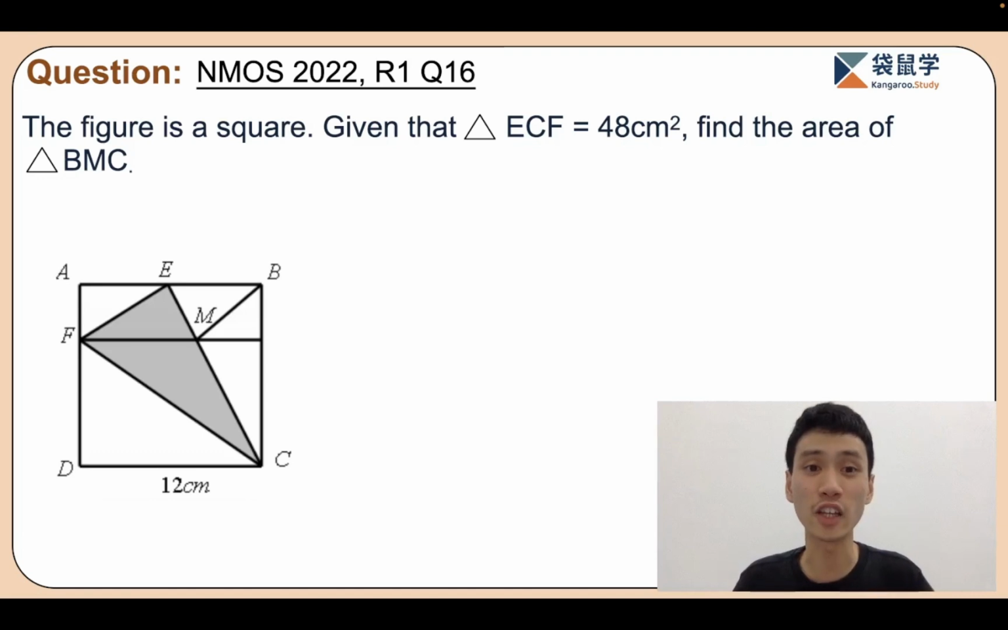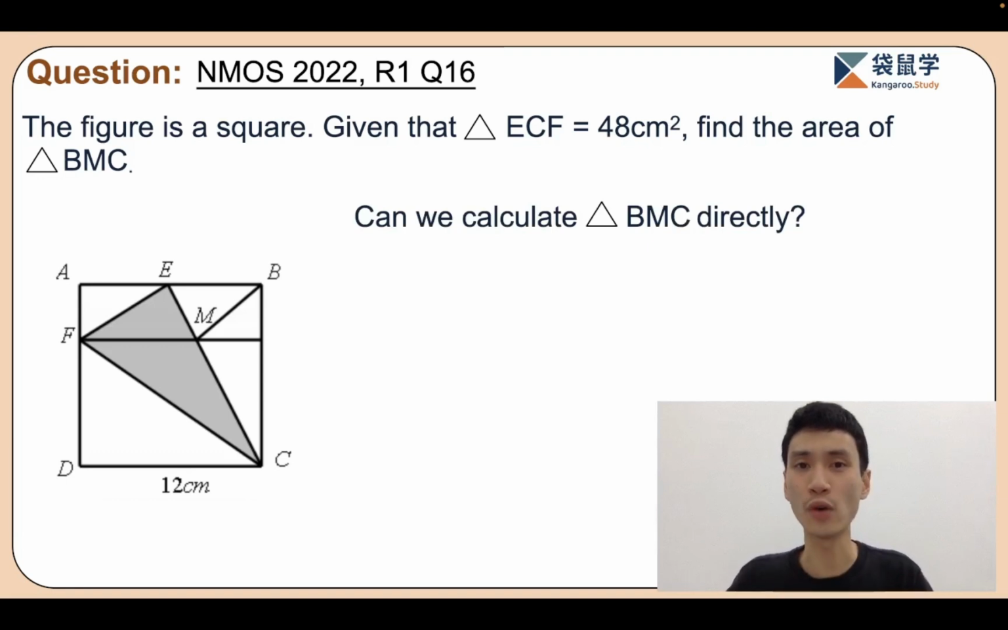The figure is a square. Given that triangle ECF is 48 centimeters squared, find the area of triangle BMC. Now, students, any ideas how can we solve this question? First, we can start with a simpler question. Can we calculate triangle BMC directly?